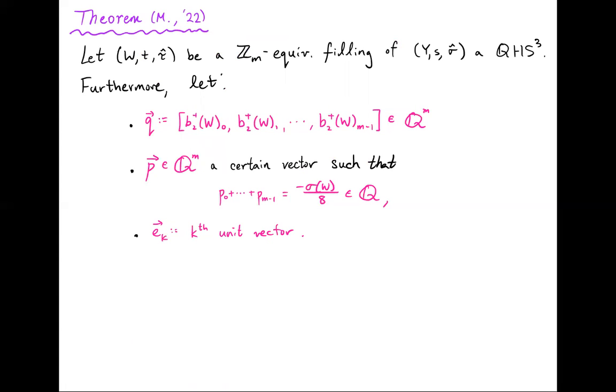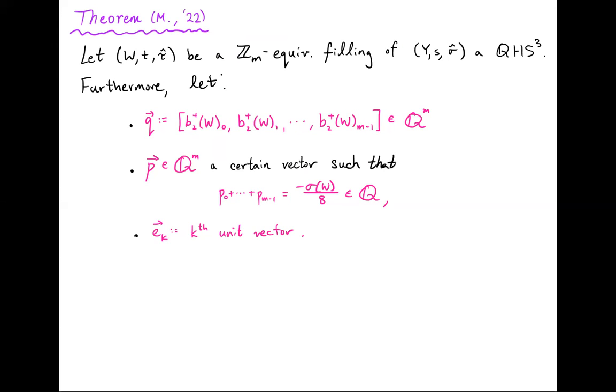Okay, so that being said, here's the actual full general theorem that I have. For all n, let W be a Z/m equivariant filling of Y, with Y a rational homology 3-sphere. I'm going to let Q be the vector, it should be parentheses, the equivariant decomposition of b_2^+ sitting inside of Q^n, well, I guess N^n.